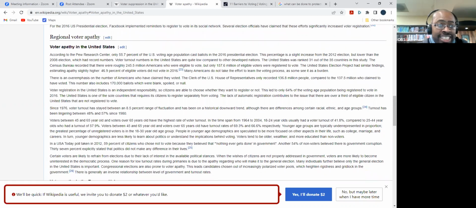Voter registration in the United States is an independent responsibility, so citizens are able to choose whether they want to register or not. This led to only 64% of the voting age population being registered to vote in 2016. The United States is one of the sole countries that require its citizens to register separately from the vote. The lack of automated registration contributes to the issue that there are over a third of eligible citizens in the United States that are not registered to vote.